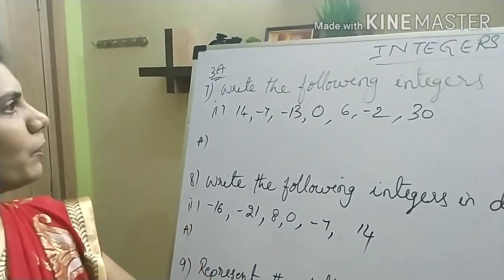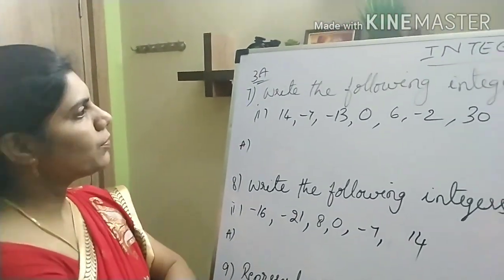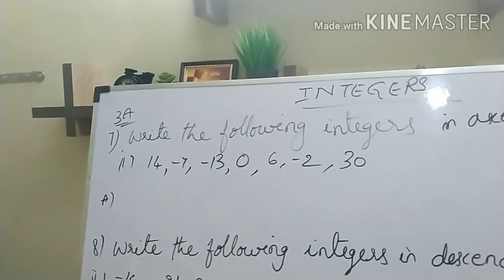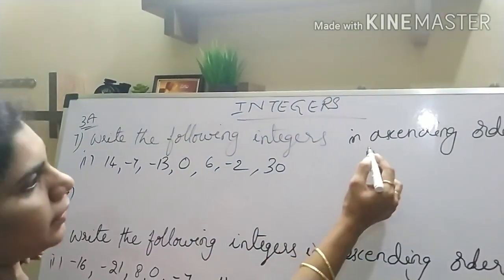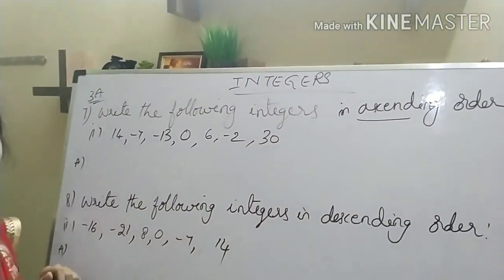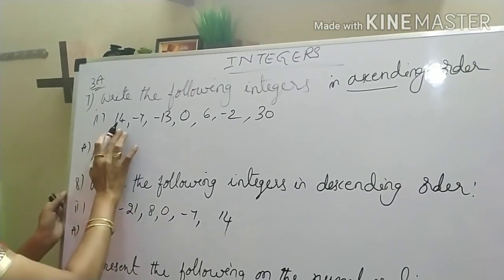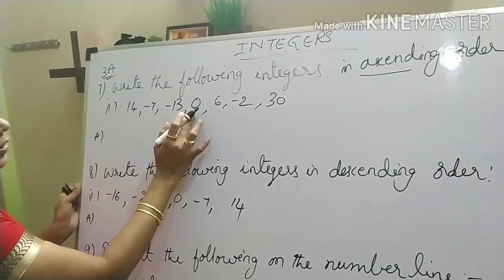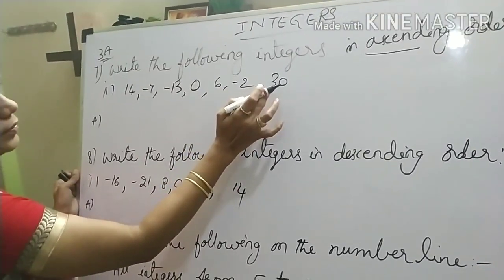Now we will see some more problems in this exercise. Okay, see this one. Write the following integers in ascending order. We have to write the following integers in ascending order. Here they have given 14, minus 7, minus 13, 0, 6, minus 2, 30.